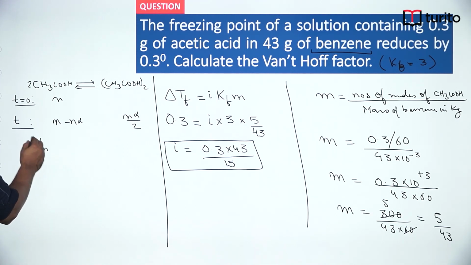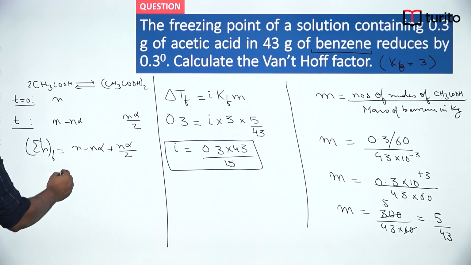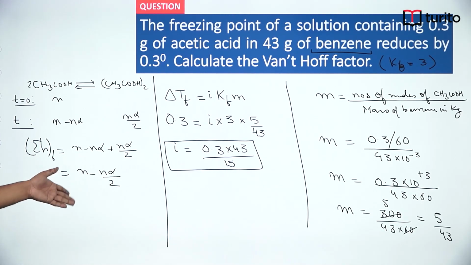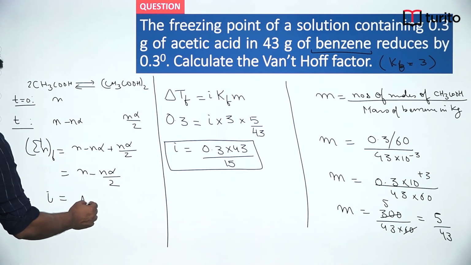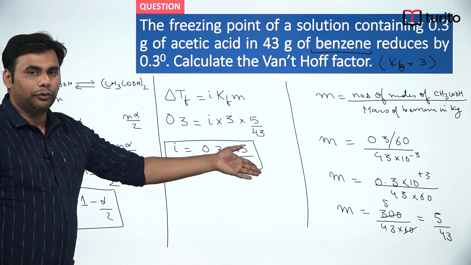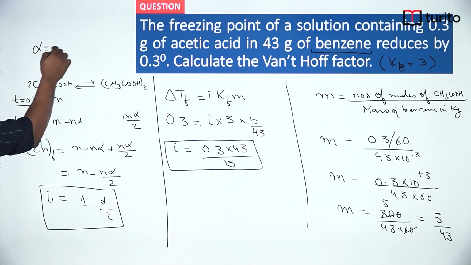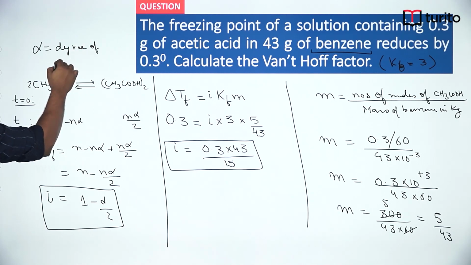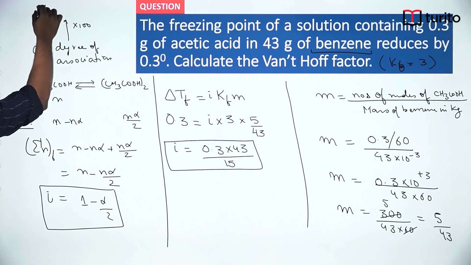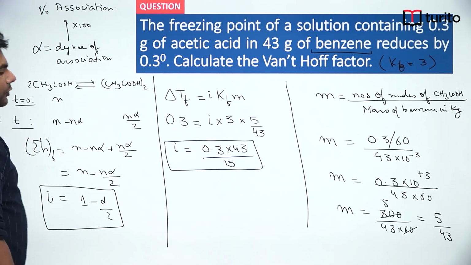So Van't Hoff factor in this case would be total number of particles finally, which would be n minus n alpha plus n alpha by 2. So this would be n minus n alpha by 2. Okay, Van't Hoff factor would be final number of particles divided by initial number of particles. Initial number of particles was n, so n will cancel out. We will get the value of i as this. So you can calculate the value of i from here. So i is equal to 1 minus alpha by 2. So you will get the value of alpha. Okay, so alpha is the degree of association over here. If you multiply it with 100, you will get the percentage association. Okay, hope this is clear to everyone.